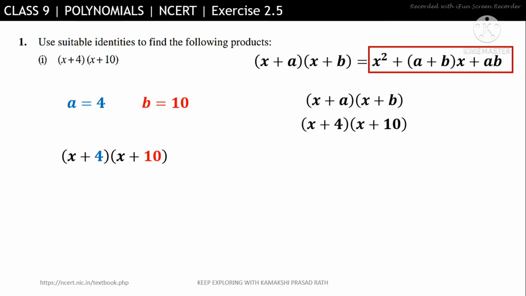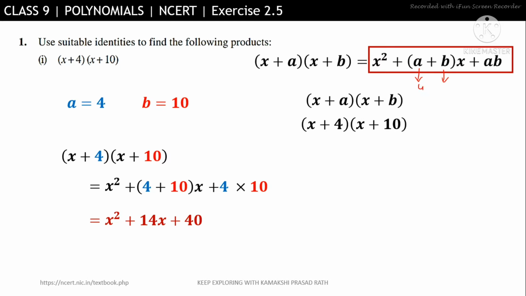So let's start. The first term is x squared, then a plus b, that is (4 plus 10) into x. You can see here, a is 4 and b is 10. Then a into b, so 4 into 10. So we get x squared plus 4 plus 10 is 14x, then 40. 4 tens are 40. We just have to substitute the values of a and b as 4 and 10 and we get this answer. Hence that is the expansion of (x plus 4) into (x plus 10).